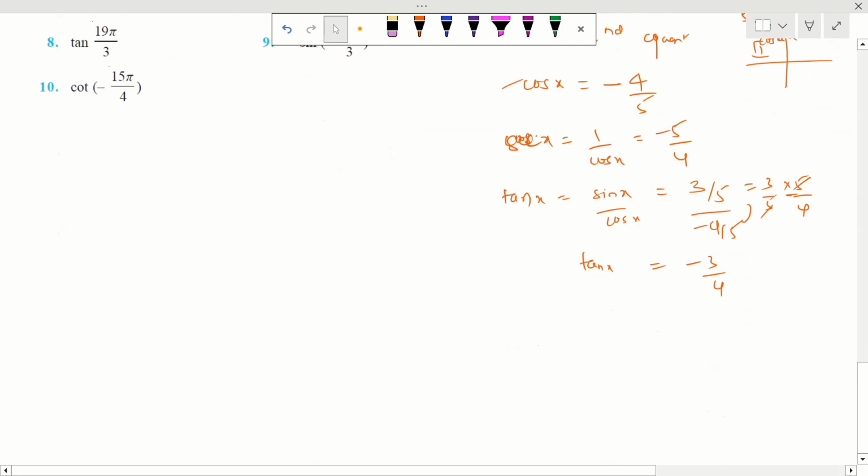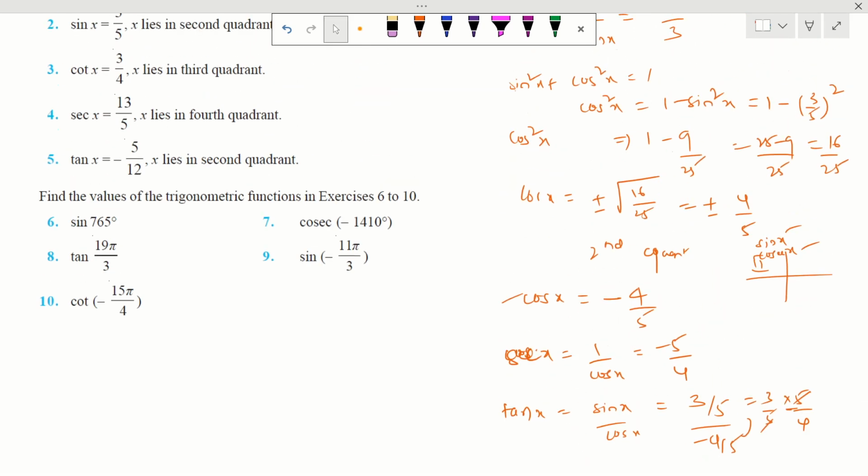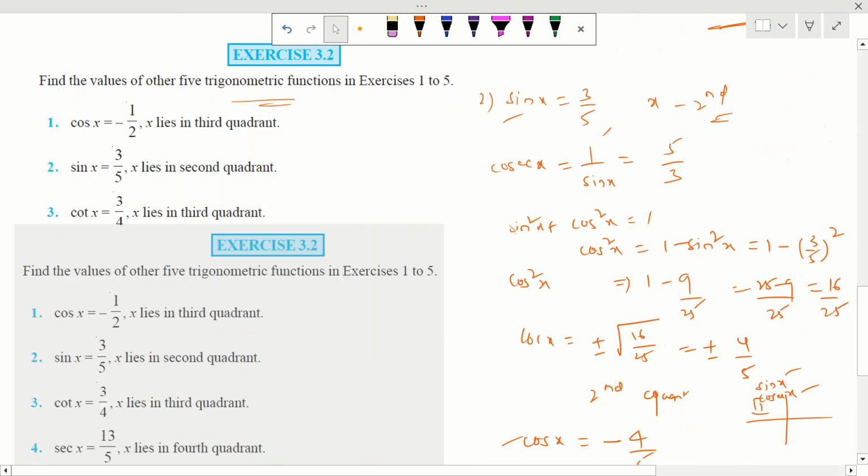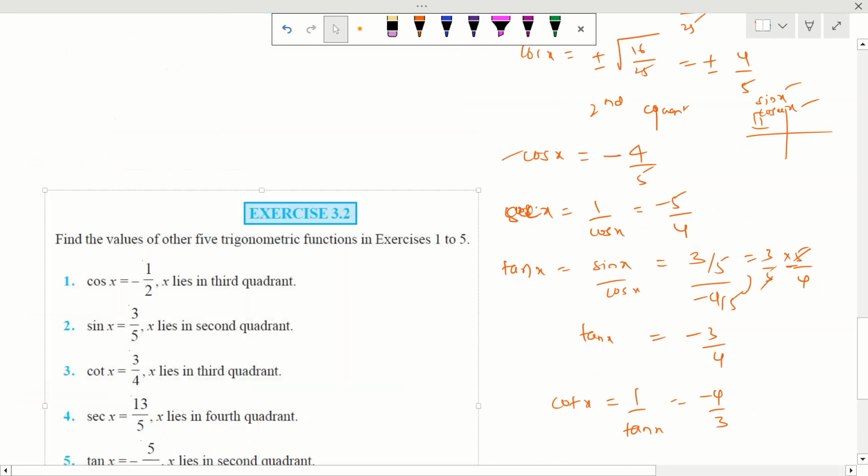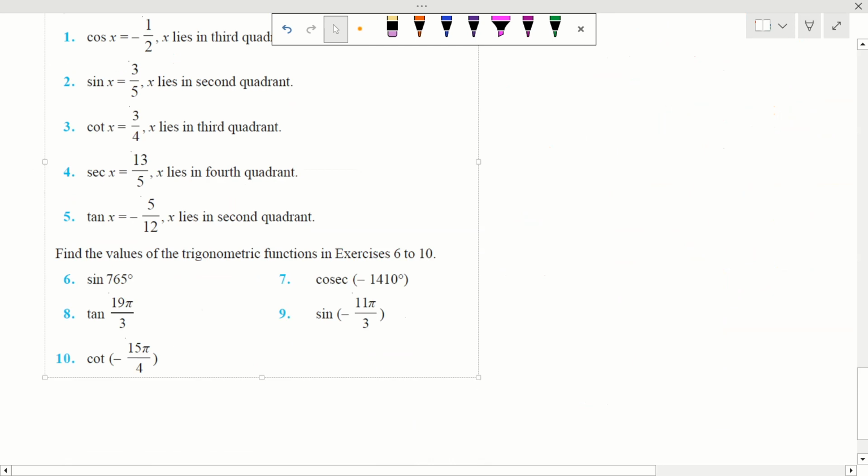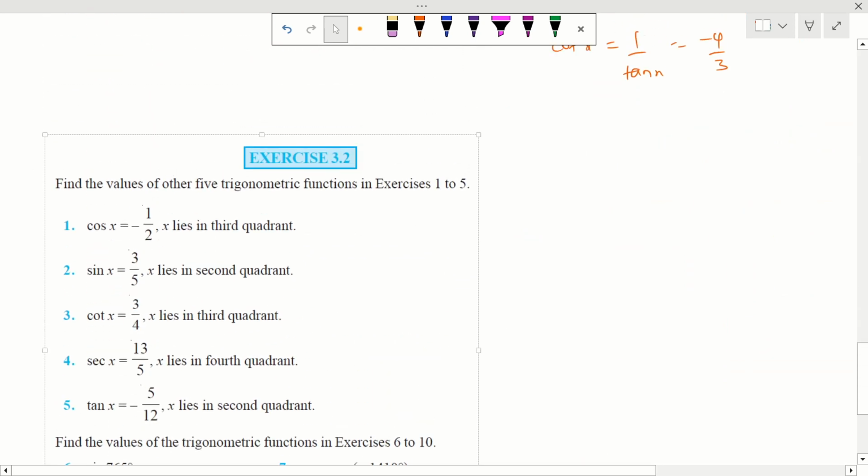And now we can easily write the cot x value as the reciprocal, 1 by tan x, which is minus 4 by 3. Understood? Okay, you try to solve the other problems. These problems are very easy.